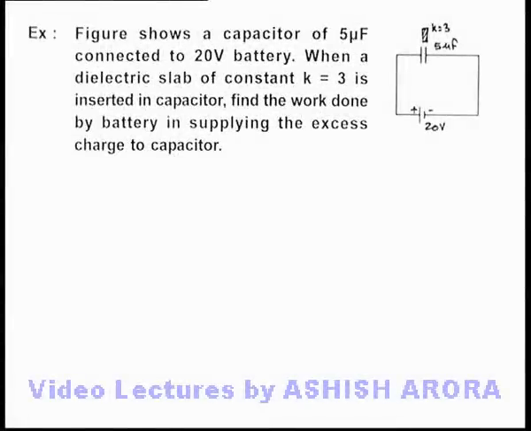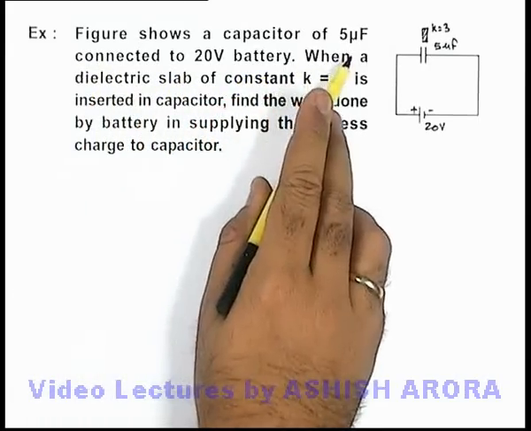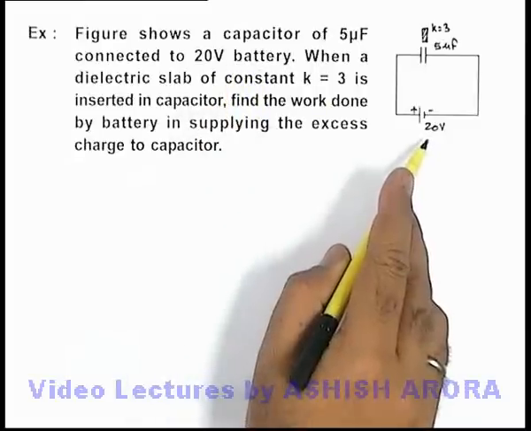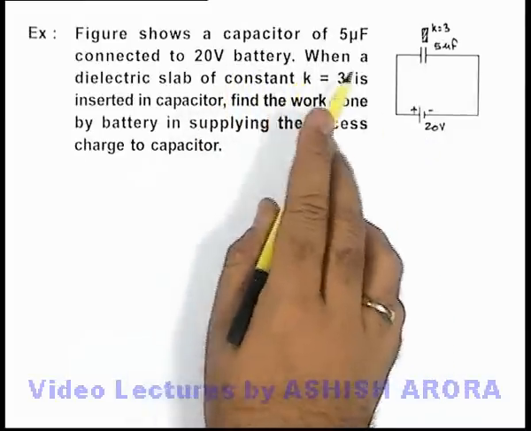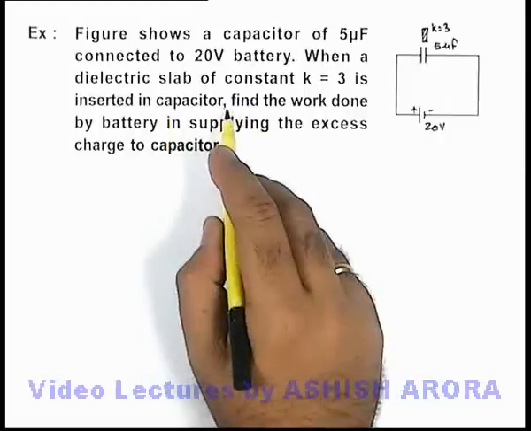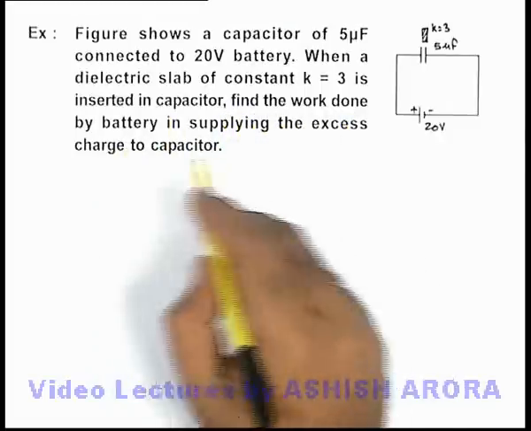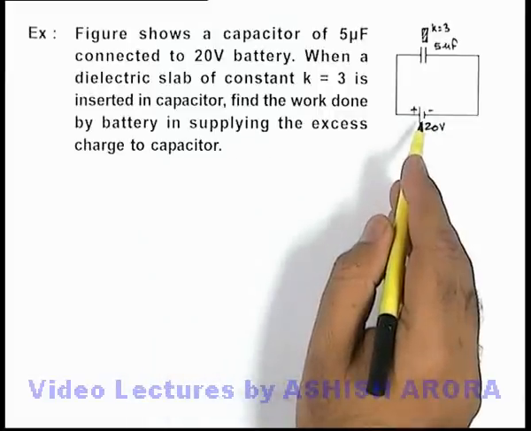In this example, the figure shows a capacitor of 5 microfarad connected to a 20 volt battery. Now, when a dielectric slab of constant K equal to 3 is inserted in the capacitor, we are required to find the work done by battery in supplying the excess charge to the capacitor.